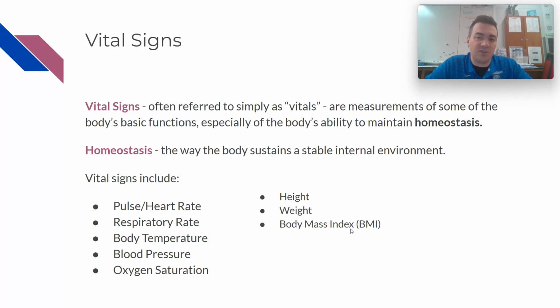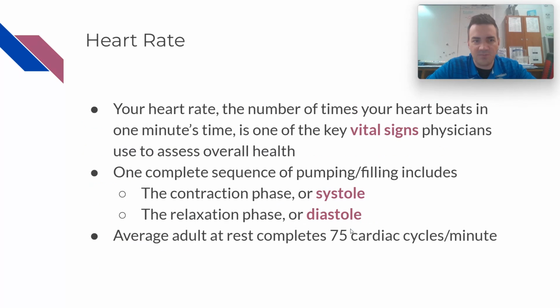And so this includes looking at your heart rate, also known as pulse, respiratory rate or breathing rate, body temperature, blood pressure, oxygen saturation of the blood, so like how much oxygen is in the blood, and then also height, weight, body mass index, those sorts of things, which are calculated using a person's height and weight. These are all considered vital signs.